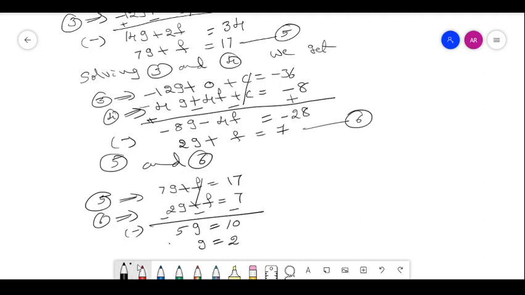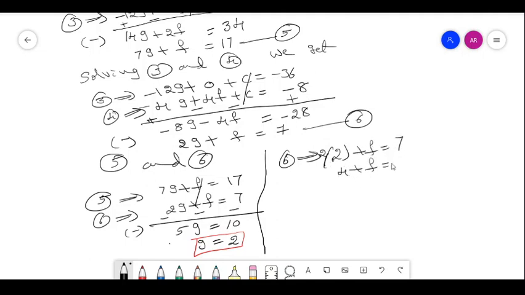So the value of g is 2. Next, we have to substitute this g value in the fifth equation or sixth equation. We get the value of f. Here we are taking the sixth equation. The sixth equation is 2g plus f is equal to 7. The value of g is 2.